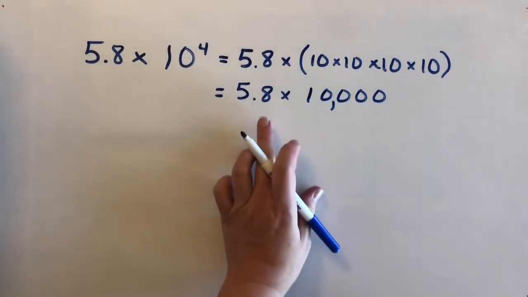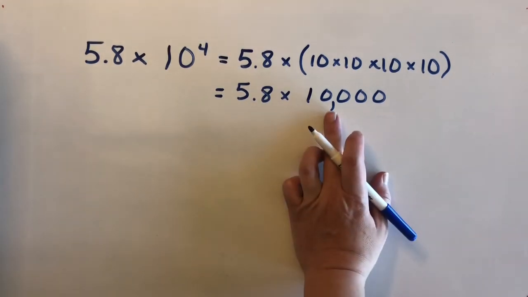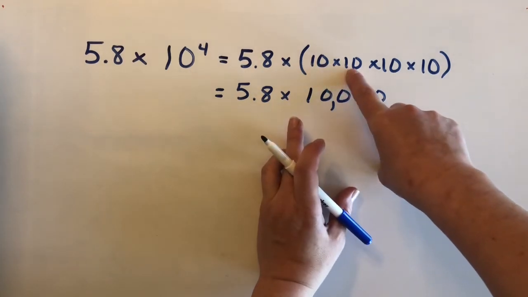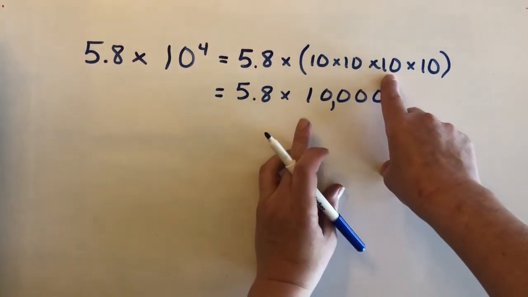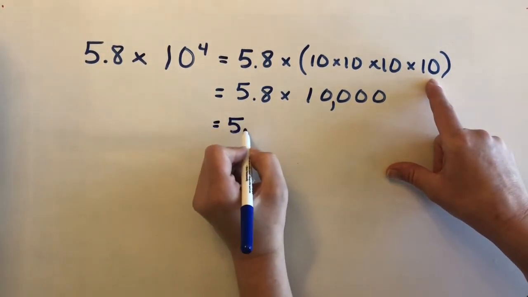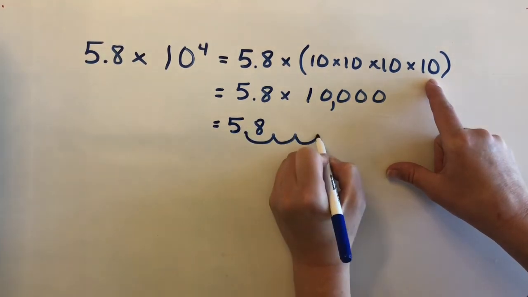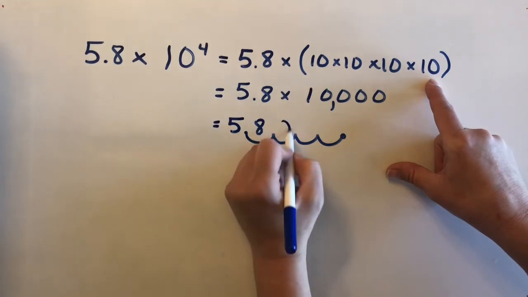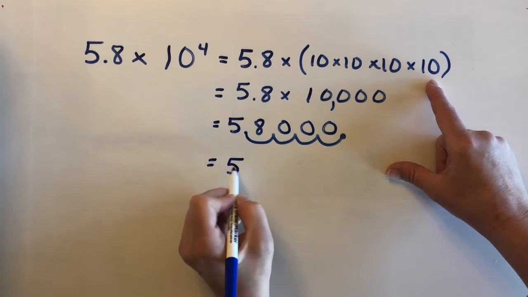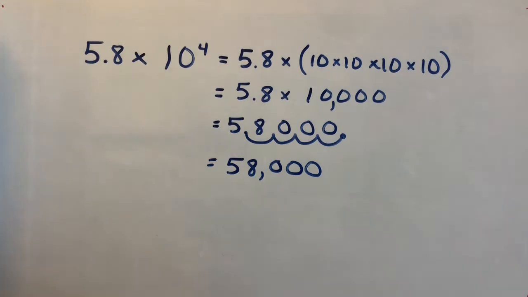Is what that equals. So if I'm going to move this decimal, when I multiply it by 10, it's going to move it 1 place to the right, 2 places to the right, 3 places to the right, 4 places to the right. I'm going to show you, 1, 2, 3, 4. This is where my decimal should go. So the answer is going to be 58,000.